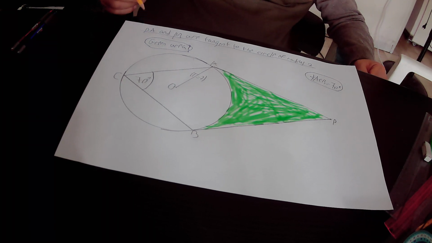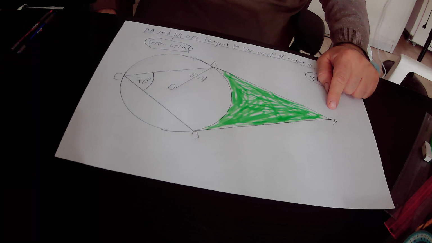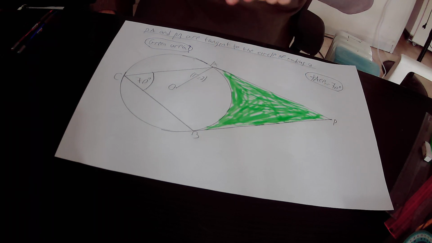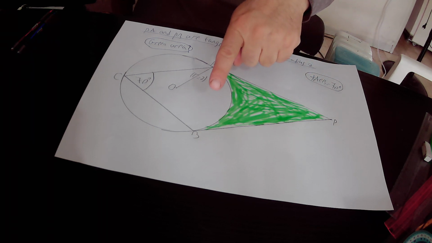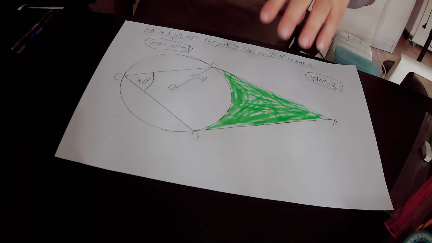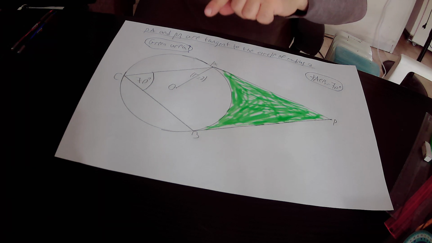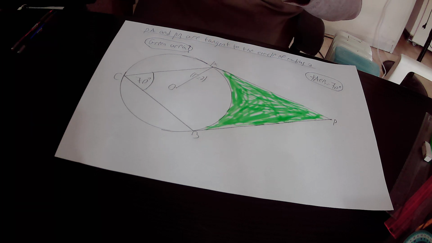And we have also the common external point P. From the common external point P, we have two tangents to this circle. Tangent PA, that is tangent to this circle here at point A, and tangent PB, that is tangent to this circle at point B. Our mission is to find out the area of this green shape. So, point O is the center of the circle.